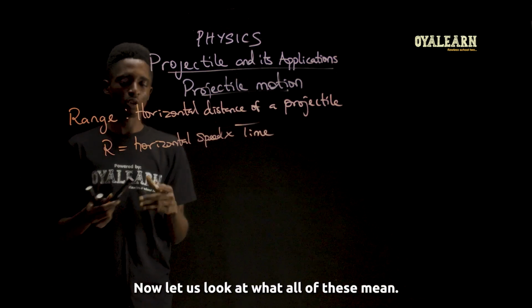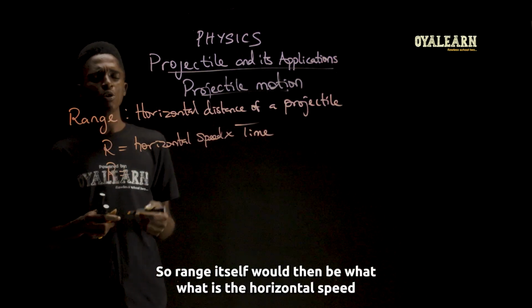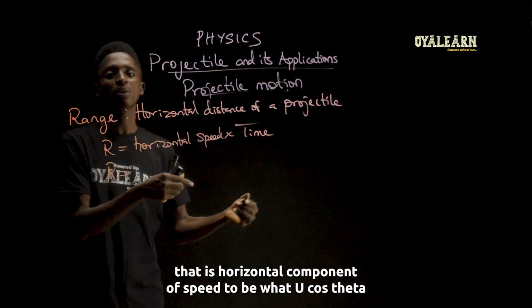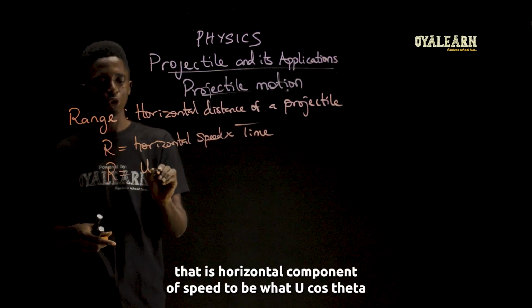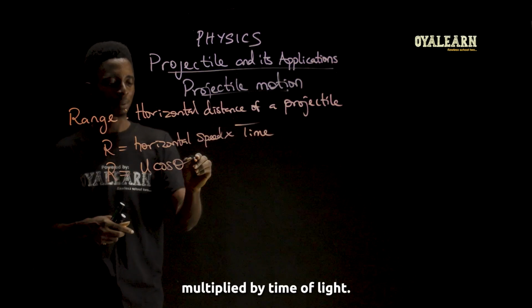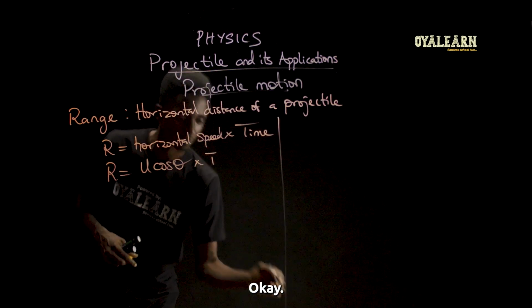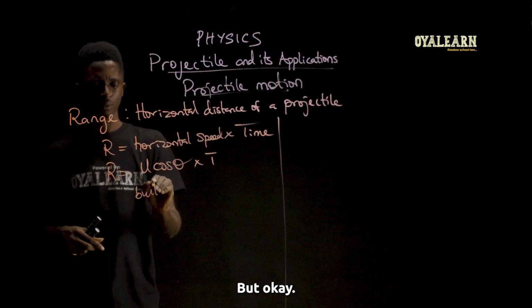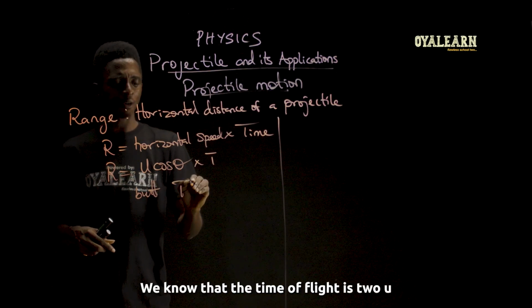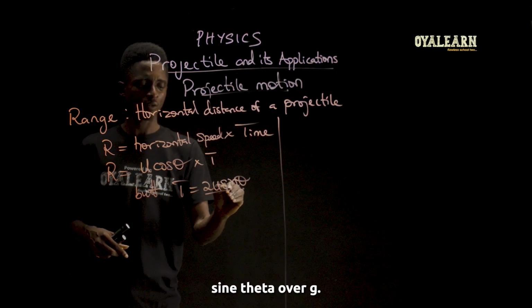Now let's look at what all of this means. So range itself would then be what? What is the horizontal speed? That's the horizontal component of speed. It will be u cos theta multiplied by time of flight. But we know that time of flight is 2u sine theta over g.